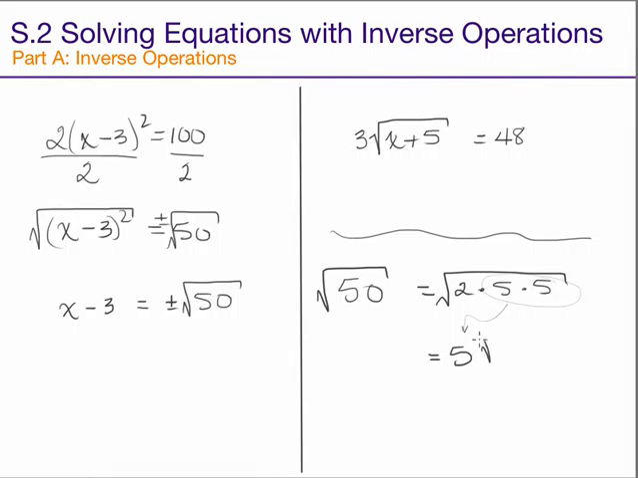Then I have times the square root of 2, because 2 doesn't have a pair or a partner. I need 2 copies of 2 to bring one out, and I don't have 2 copies, so it gets left behind inside. I can write the square root of 50 as 5 square roots of 2. So I can write this equation as plus or minus 5 square roots of 2.